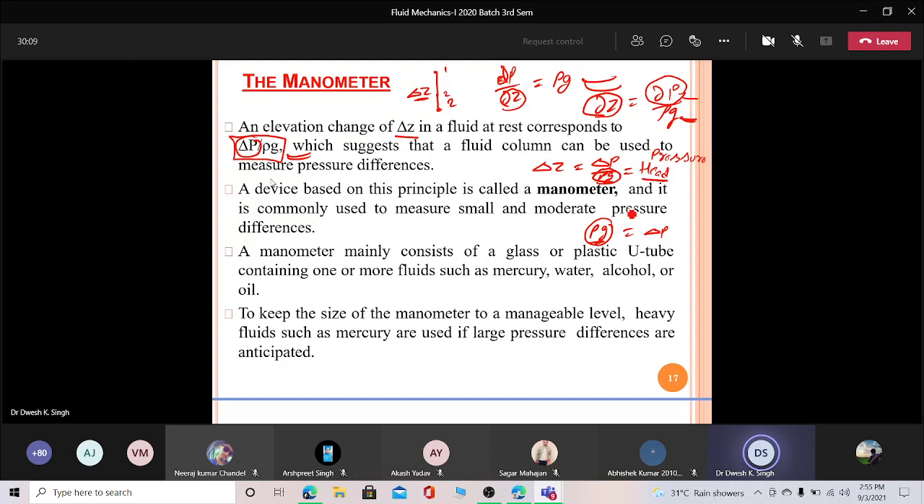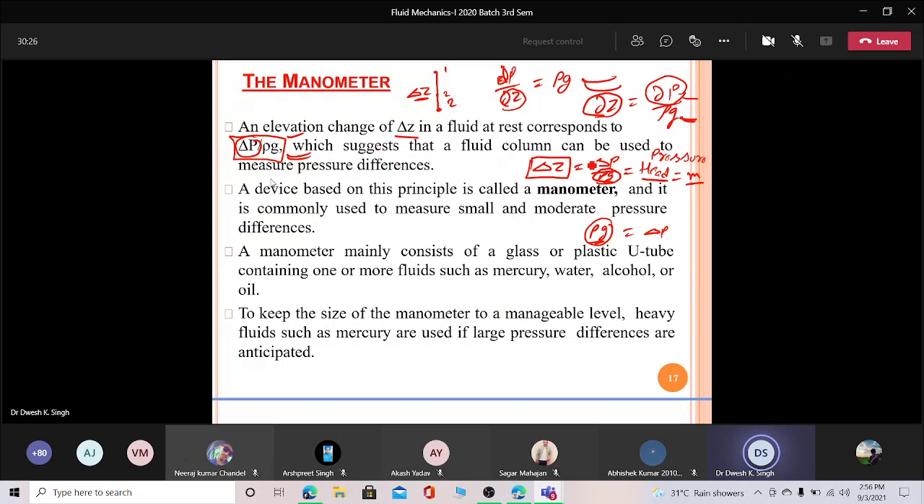So that's why it is also denoted in terms of head. The unit of this head will be meter, because it is height. So this is sometimes called head. Maybe it will be mentioned somewhere in here. So this will change.